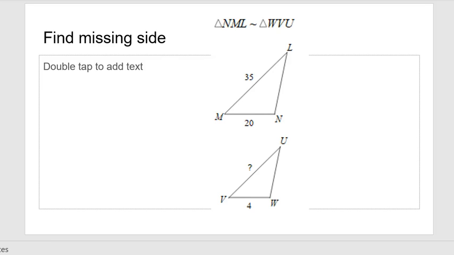Alright, so I'm going to go over these, finding the missing sides of these. We're going to draw heavily on this similarity statement right here, so that's what I'm going to use. So we're going to use this 35. I just picked a random one. I could have picked any one of these other three.